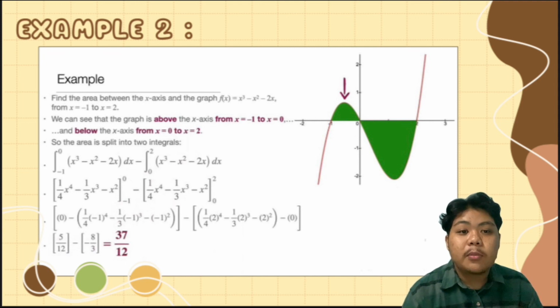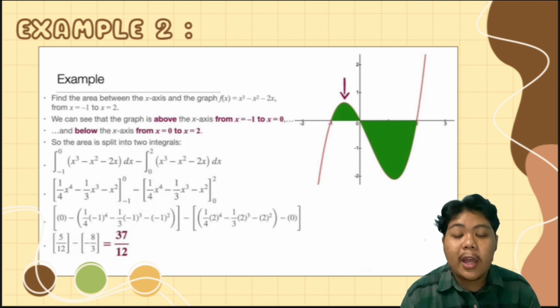14DET22F1010. For example 2, find the area between the x-axis and the graph f(x) equals x cubed minus x squared minus 2x from x equals -1 to x equals 2. We can see that the graph is above the x-axis from x equals -1 to x equals 0, and below the x-axis from x equals 0 to x equals 2. So the area is split into two integrals.